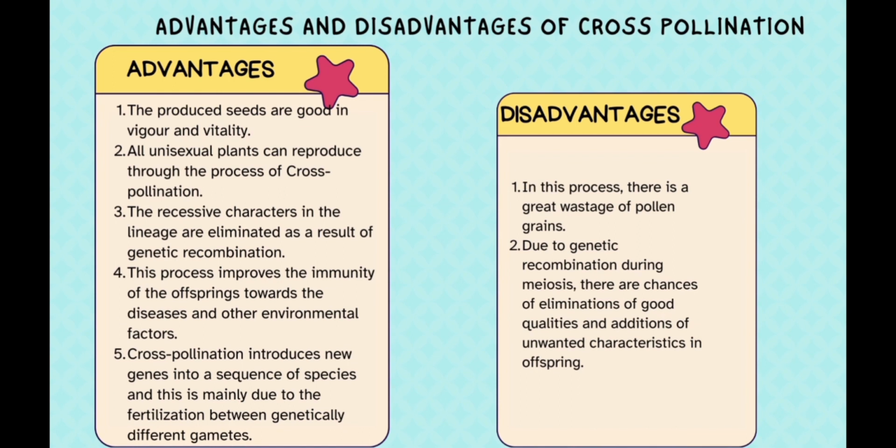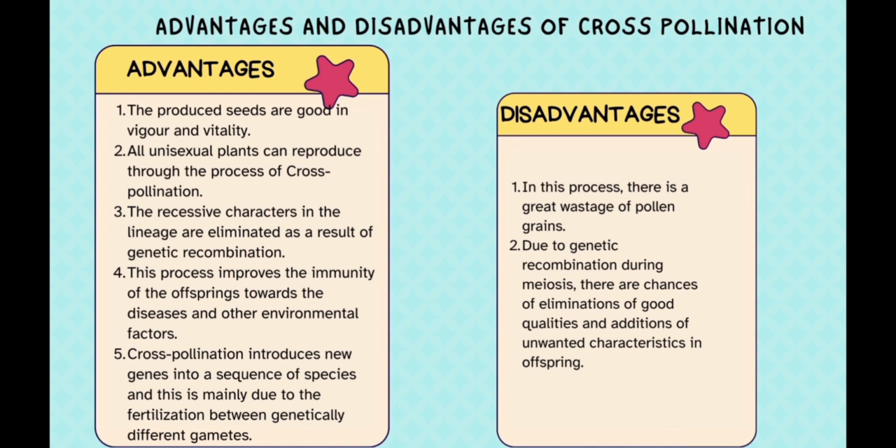Advantages and disadvantages of cross pollination. Advantages: the produced seeds are good in vigor and vitality. All unisexual plants can reproduce through the process of cross pollination. The recessive characteristics in the lineage are eliminated as a result of genetic recombination. This process improves the immunity of the offspring towards disease and other environmental factors.